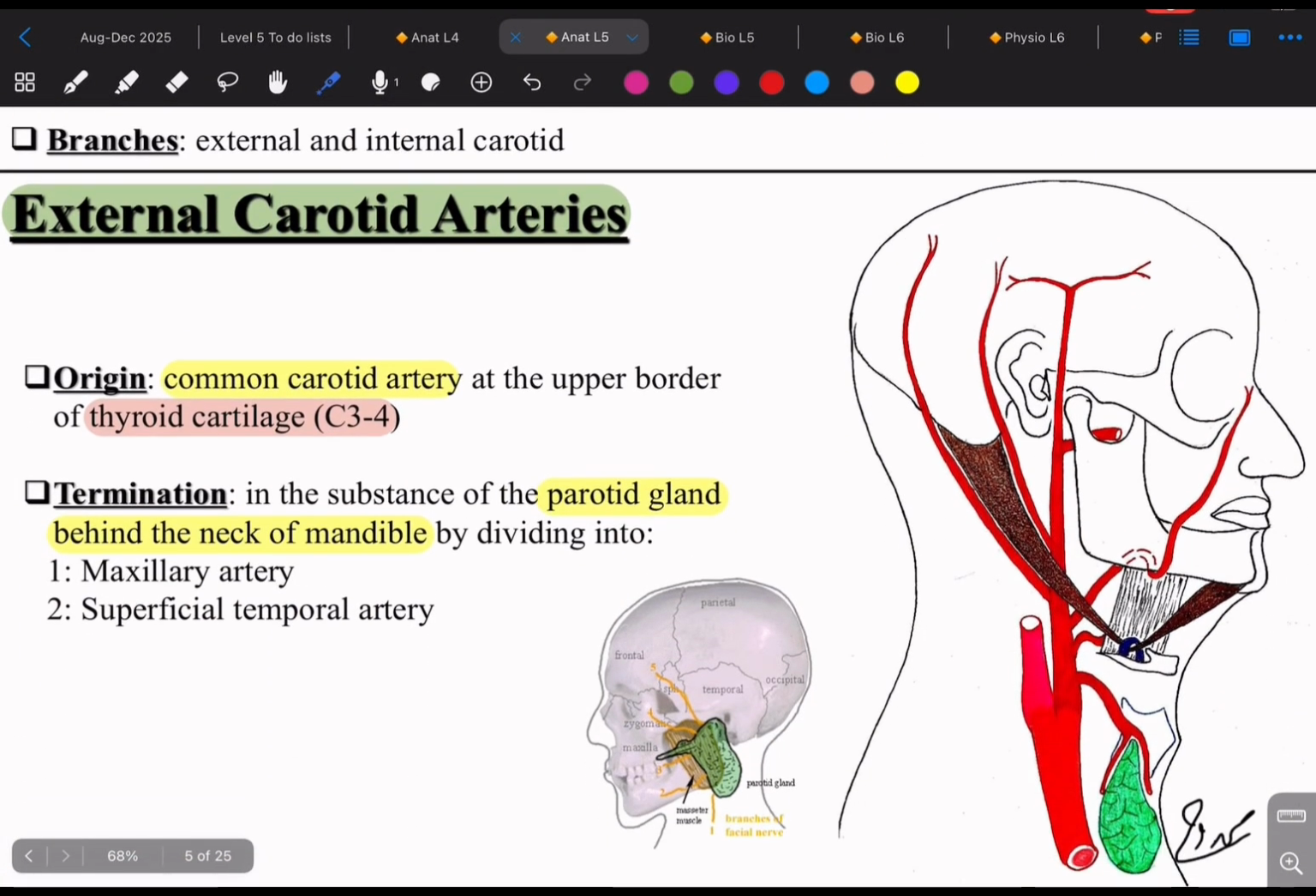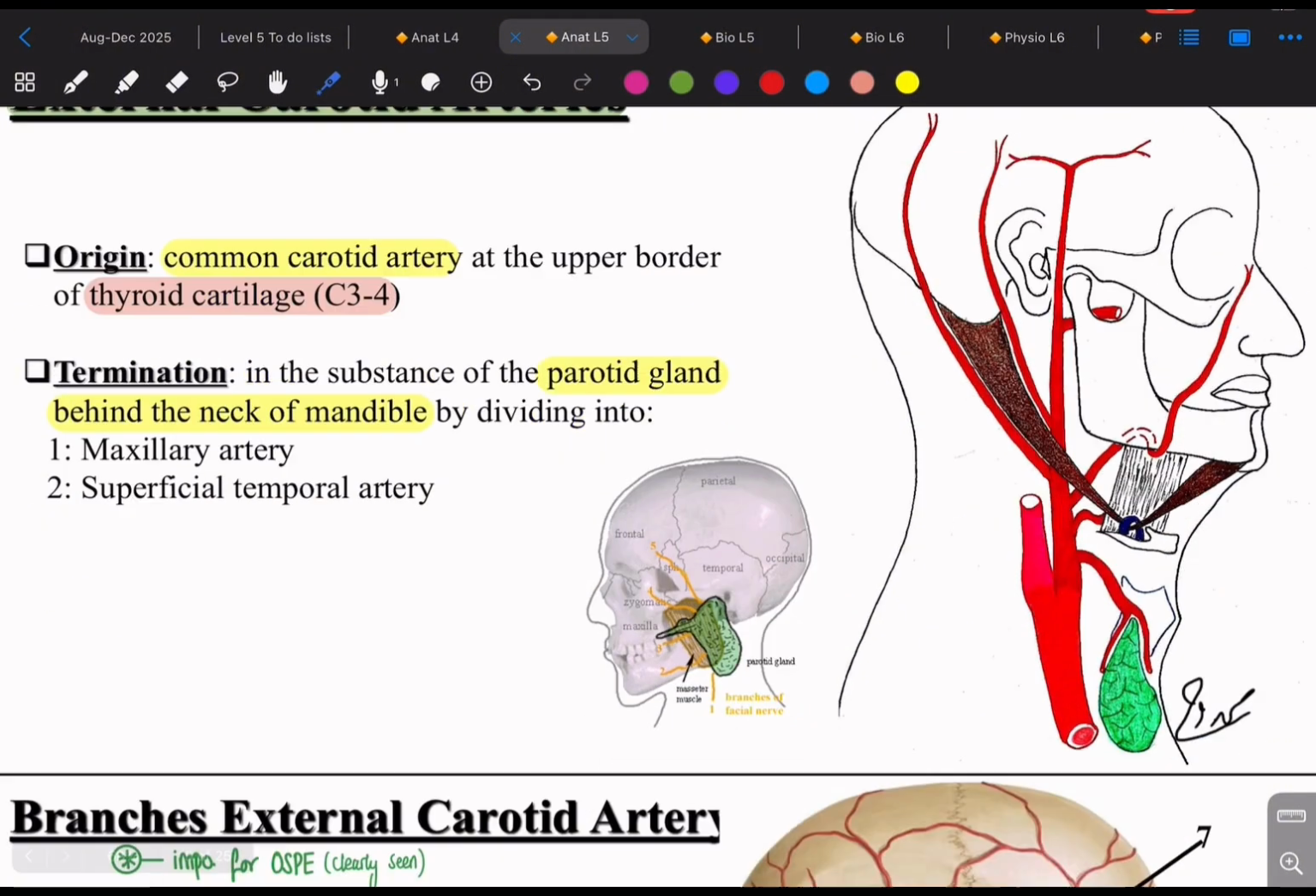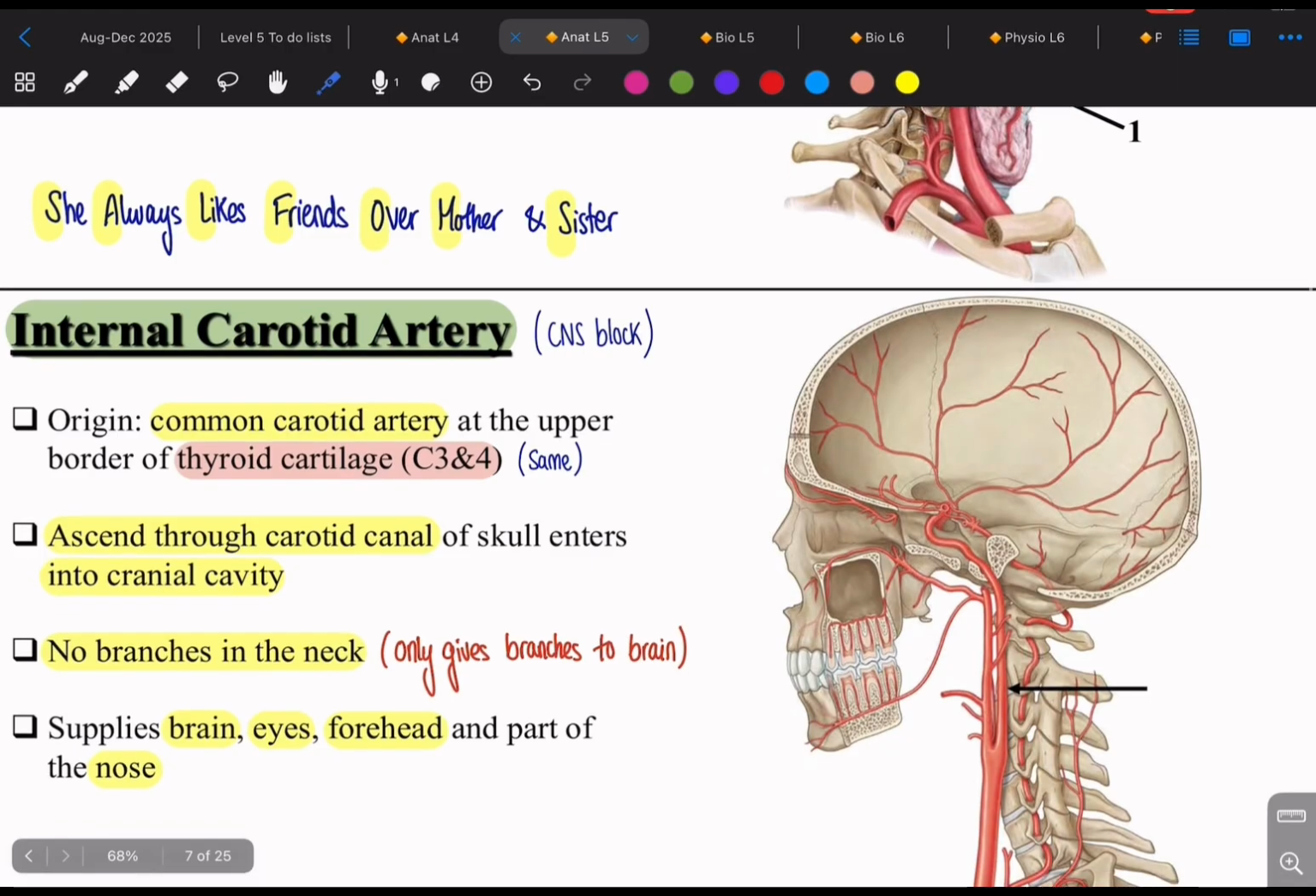Okay? So first of all, let's start with the external carotid artery. The external carotid artery is going to be our main focus for the carotid arteries. The internal, we're not going to talk much about it. We're just going to give general information about it, because we're going to talk about it further on in the CNS block inshallah. Okay?